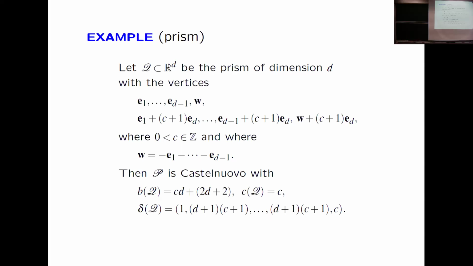I guess a hard problem is classifying the delta vectors that are Castelnuovo. Classifying delta vectors of Castelnuovo polytopes is exactly classifying B and C. If we know B and C, then we know the whole delta vector in the Castelnuovo case. So B and C form a pair. What can we say about this pair? How many reflexive ones?